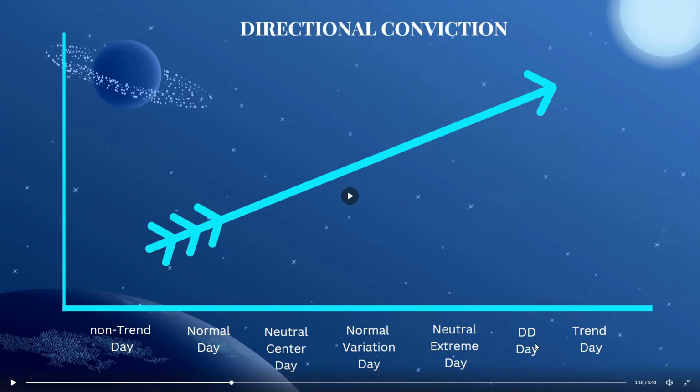And double distribution day is a trend day, an obvious sign of absence of counterparty. So that's more than obvious directional confidence. And trend day is obvious. I don't need to say anything further on this.